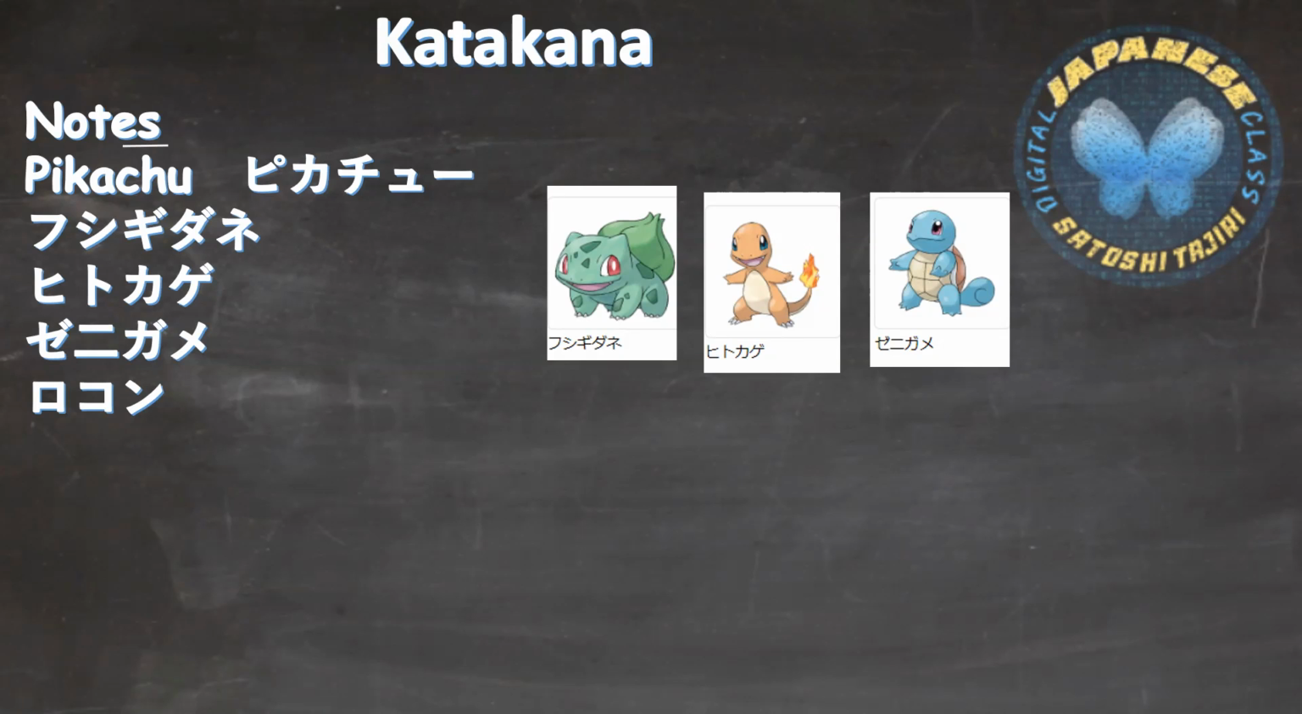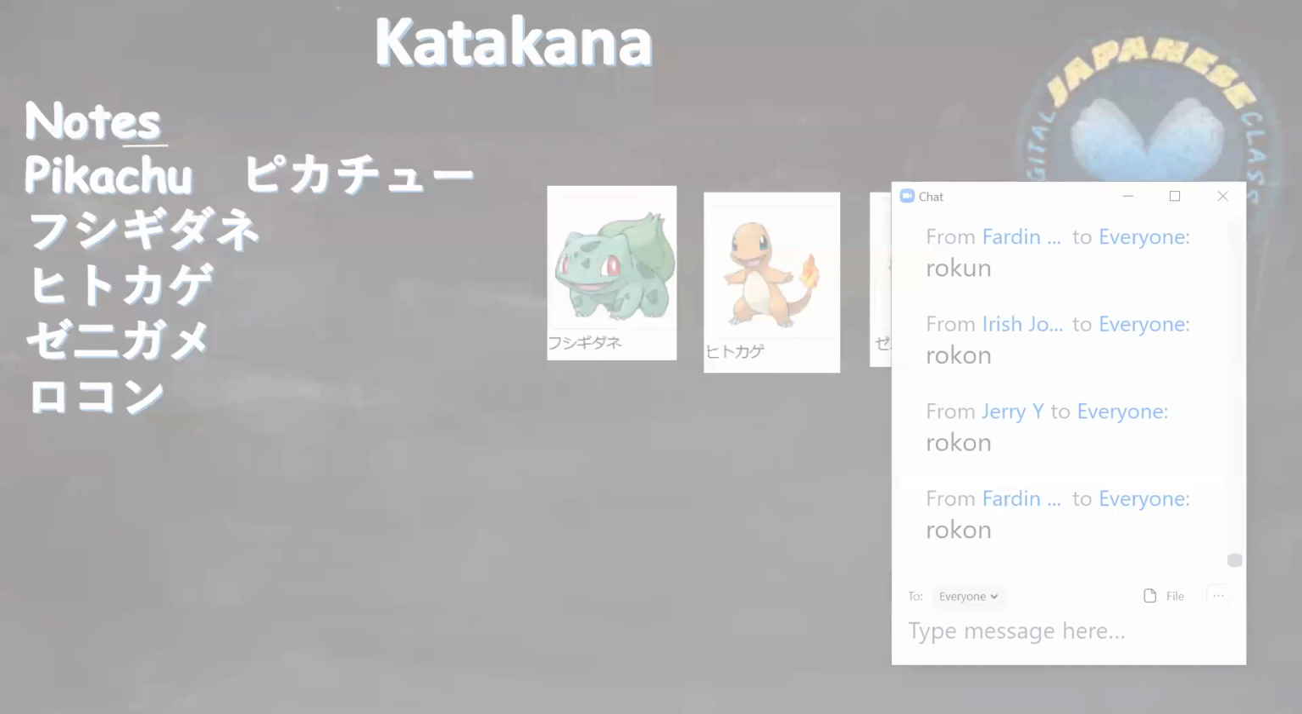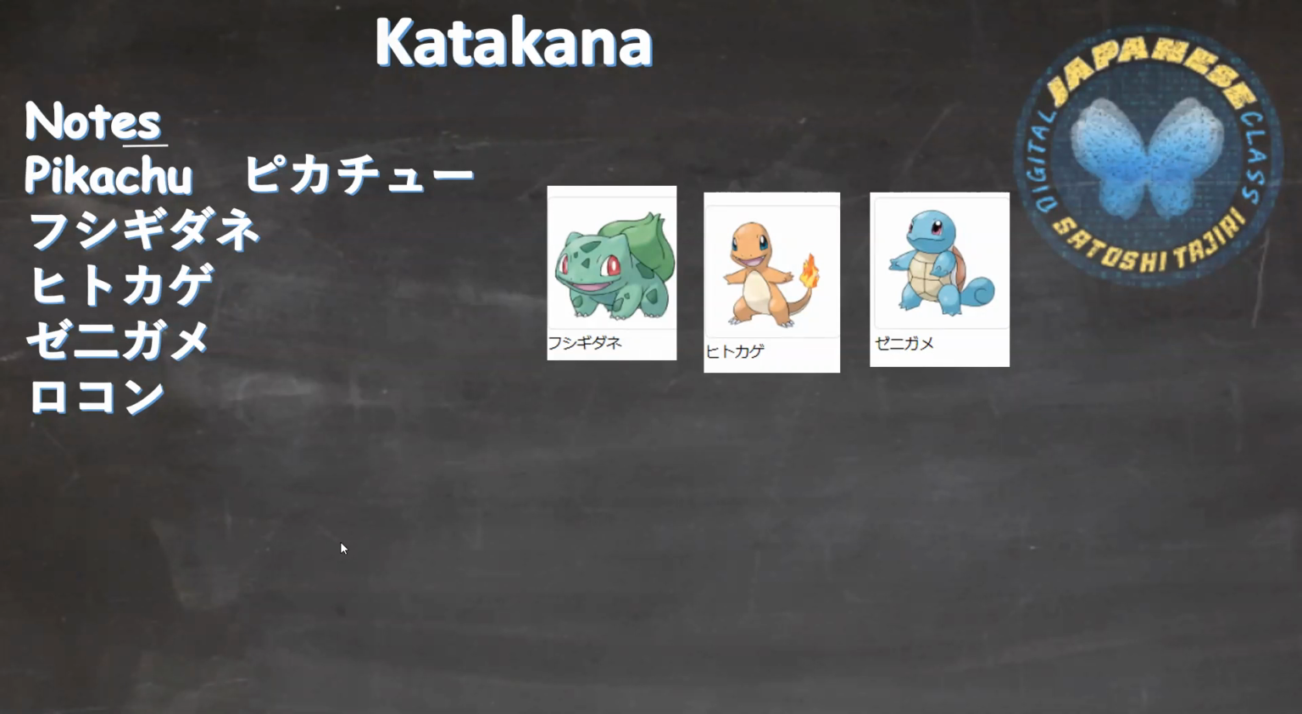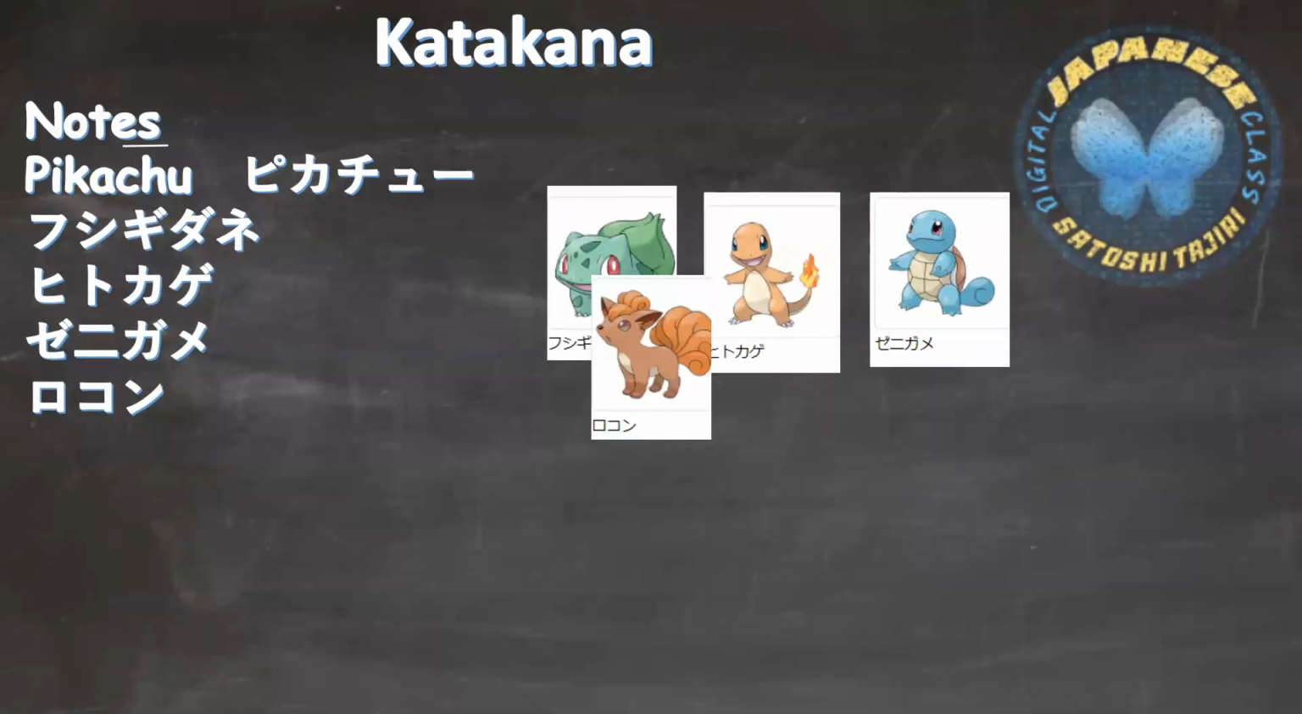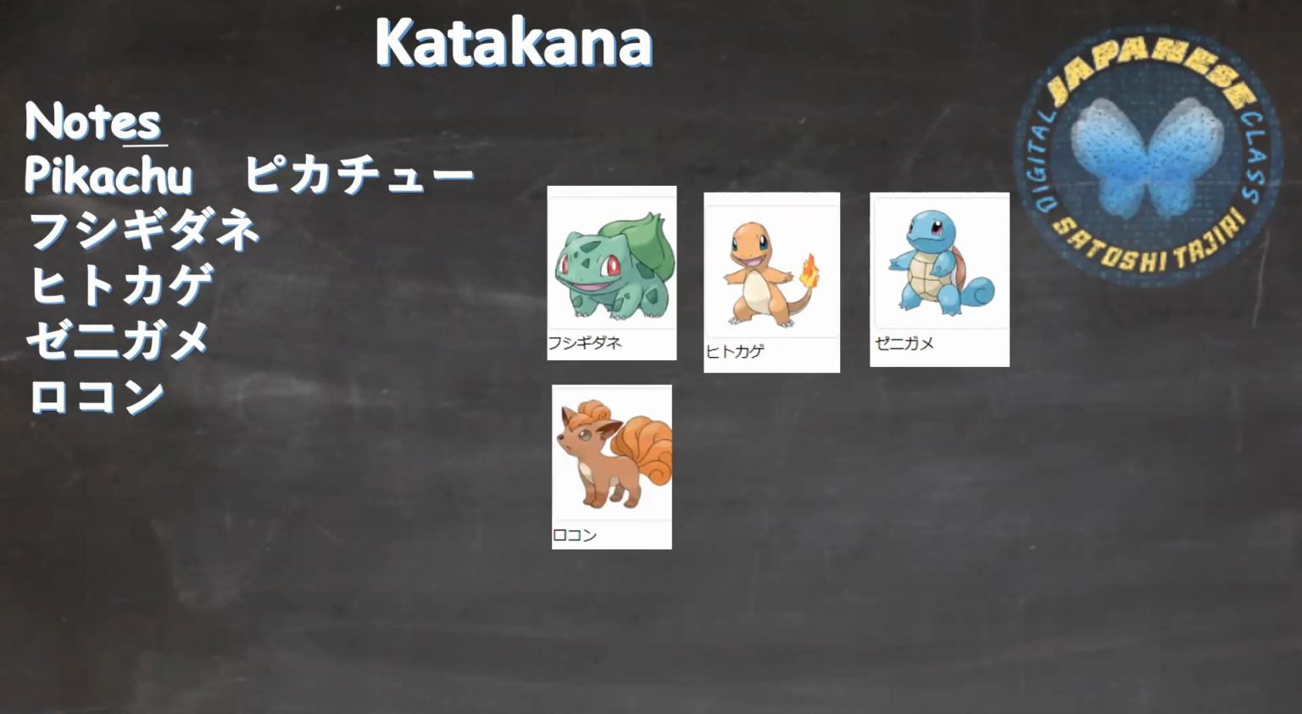Rokon, very good. Rokon in Japanese is our Vulpix. So we have our Vulpix, we have our Rokon. Okay? How about this next word?